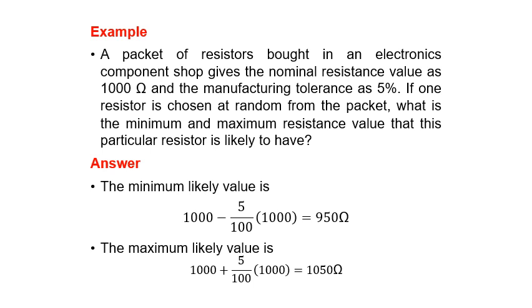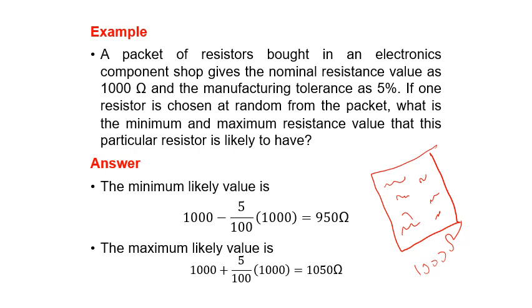If you read the question, you will find that it is talking about a packet of resistors of 1000 ohm. There are many resistors inside, each of them expected to be 1000 ohm. I mean, what's written on the packet is that the resistor value is 1000 ohm. What is the expected minimum value and maximum value out of the packet?